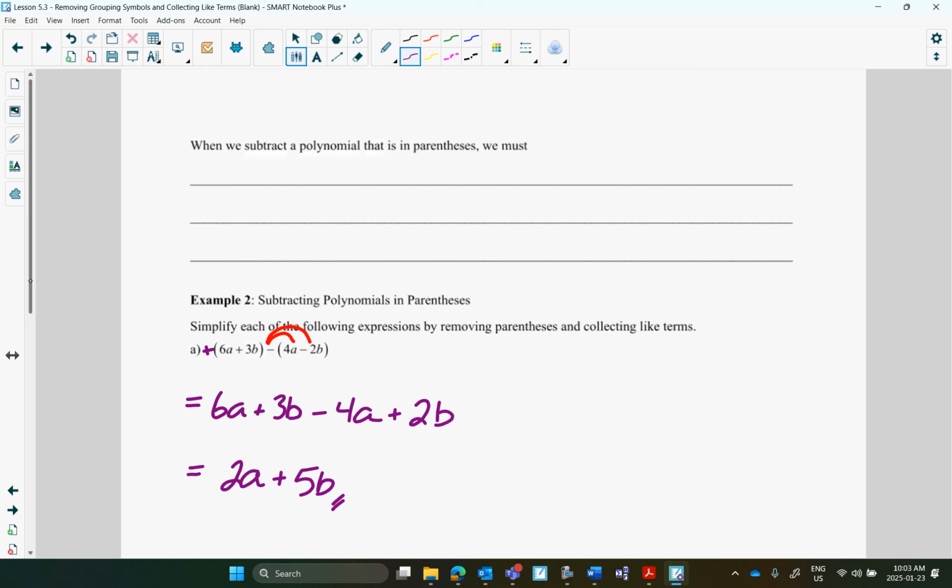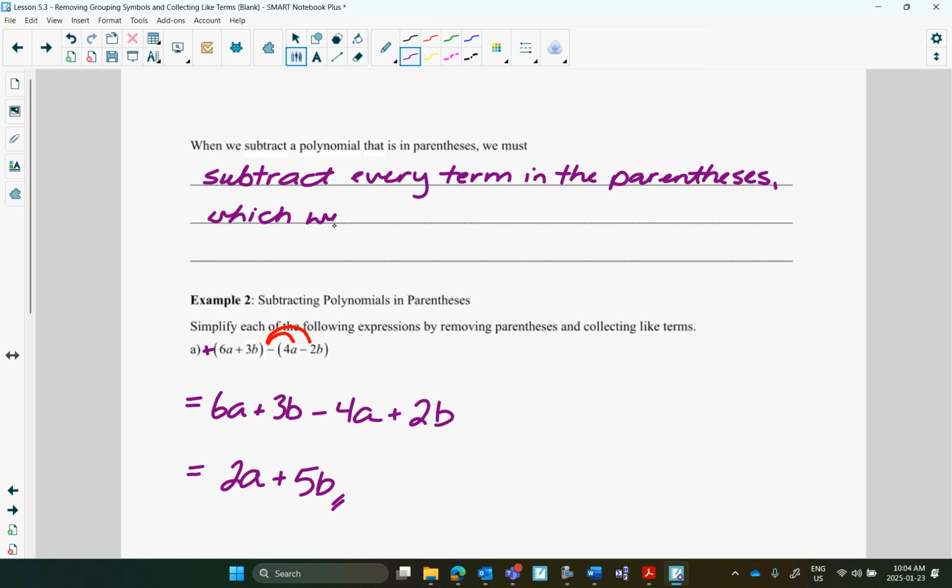Okay. So when we subtract, we must subtract every term in the parentheses, which will change the signs of all the terms.